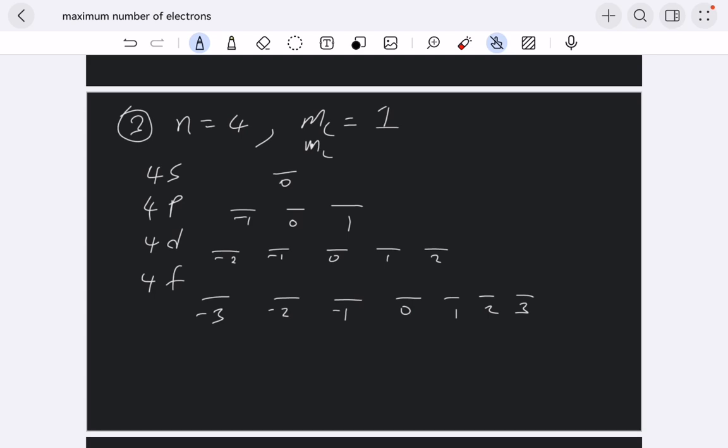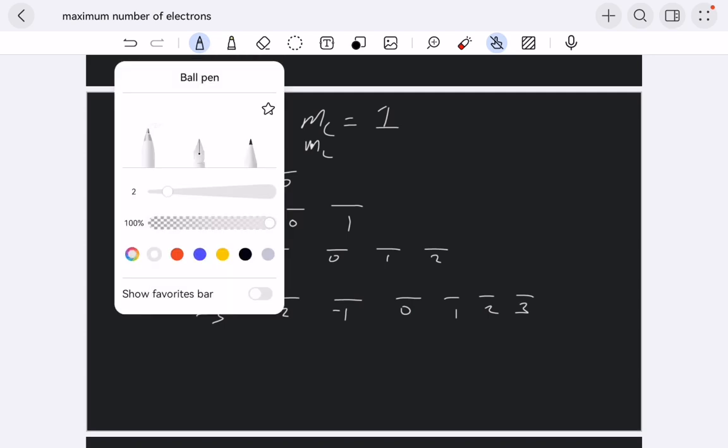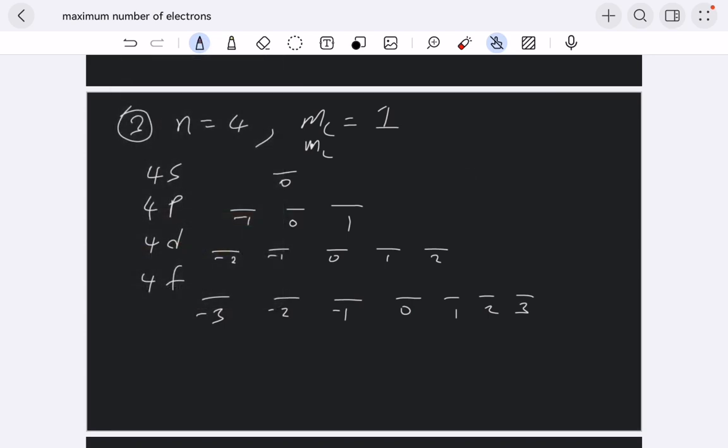So which ones will satisfy the ml? When ml is equal to 1, we are looking at here, here, and here. And when we put the number of electrons there, we'll realize that it's only 6 electrons that will satisfy that given condition.